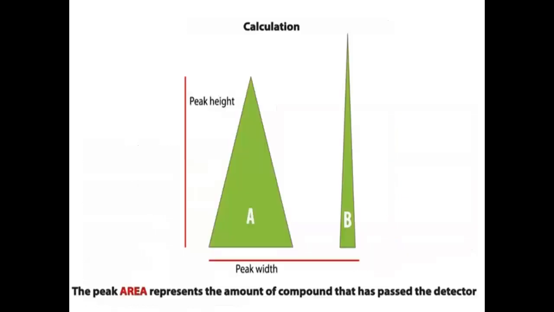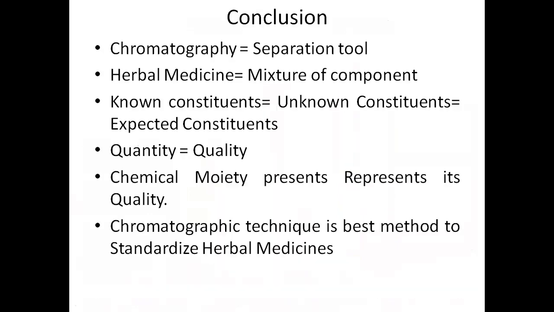Here the area also depends on concentration, right? Peak height and the peak width. So the peak area represents the amount of compound or concentration that has passed at the detector, right? So these peaks, so many references are going to help you.